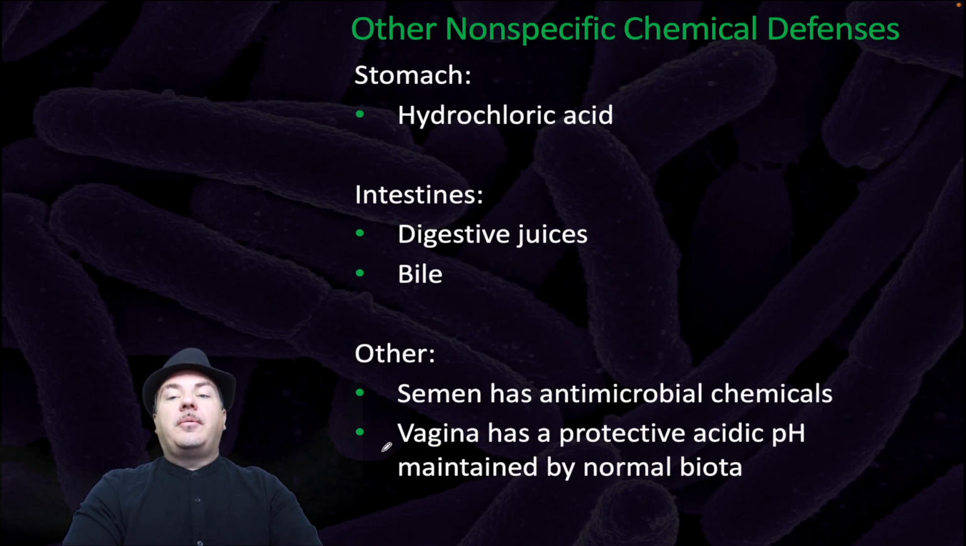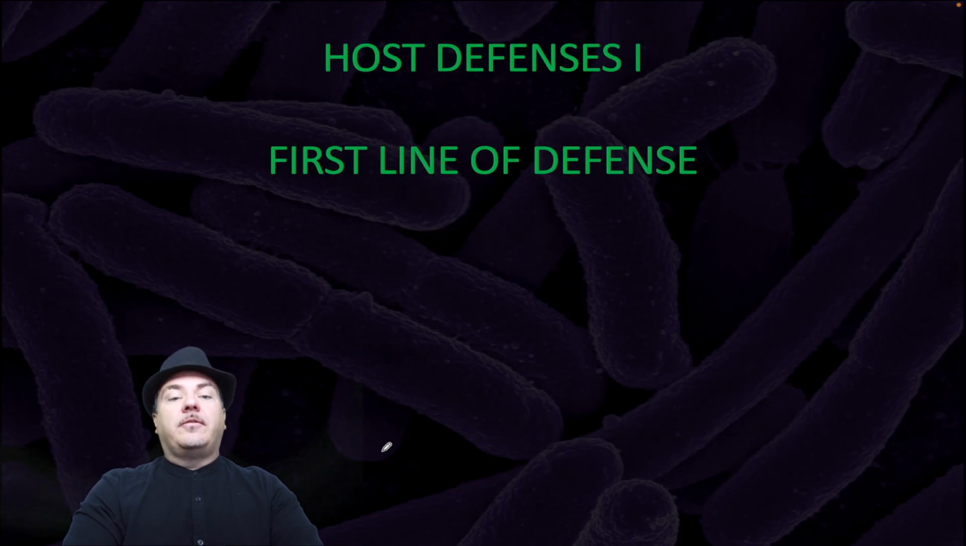Other non-specific chemical defenses include, in your stomach, hydrochloric acid; in your intestine, digestive juices and bile; and in other locations, semen has antimicrobial chemicals, and the vagina has a protective acidic pH maintained by the normal biota. This has been your very brief overview of the first line of host defenses.